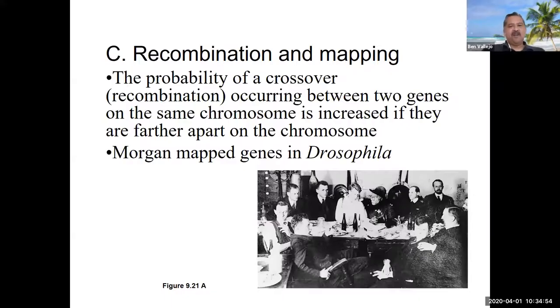In order to do well on the coming quiz, you need to know that Morgan worked with fruit flies, the fruit fly named Drosophila, in order to do any mapping. Mapping is the process where if you take a look at genes on a chromosome, you can see how far they are apart relative to each other.